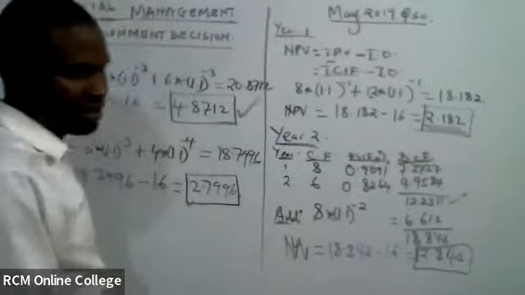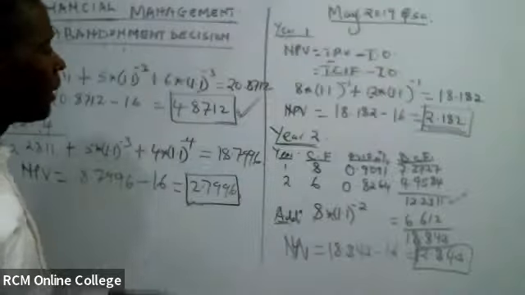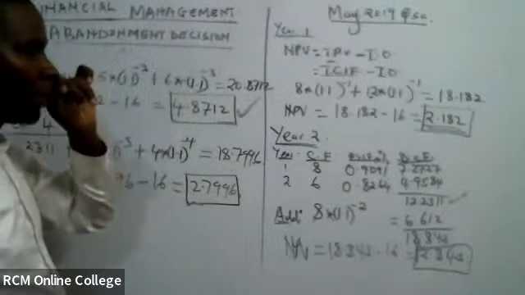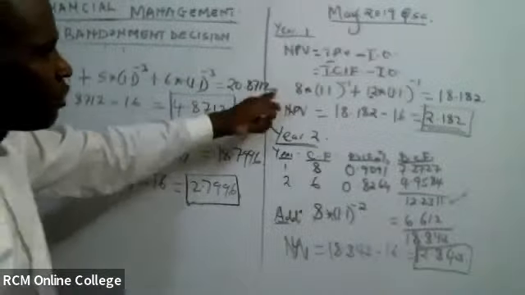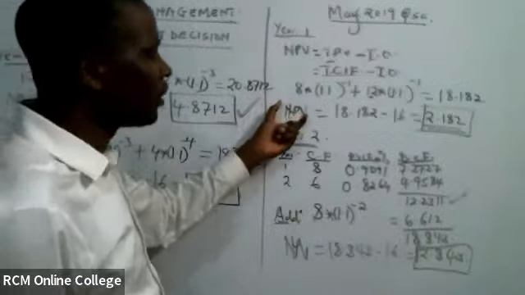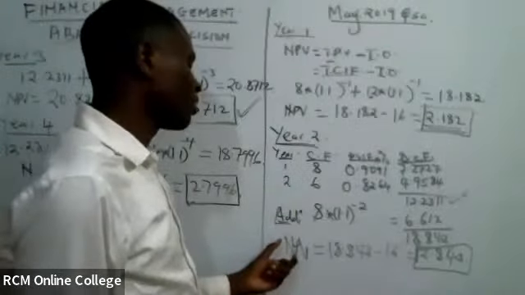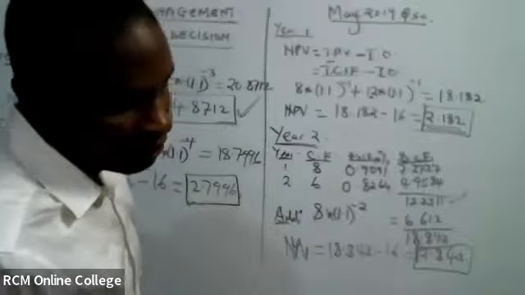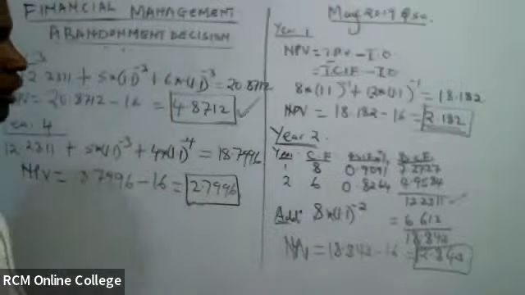The NPV is the highest, and as we said, we should abandon when the NPV is high. So it is not advisable to abandon at this point. It is advisable to abandon at year 3.